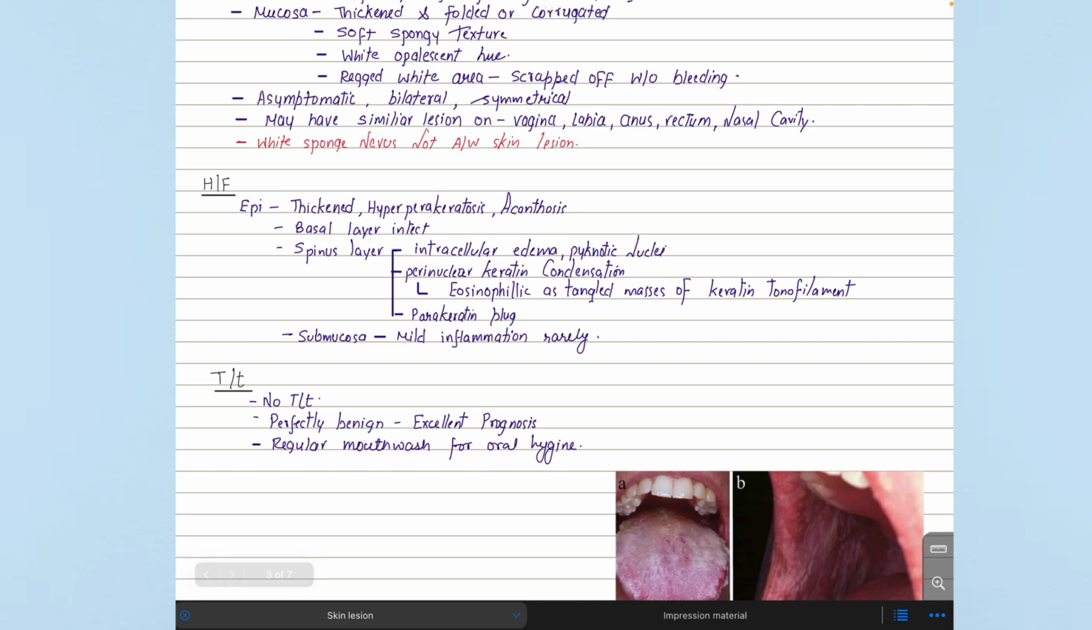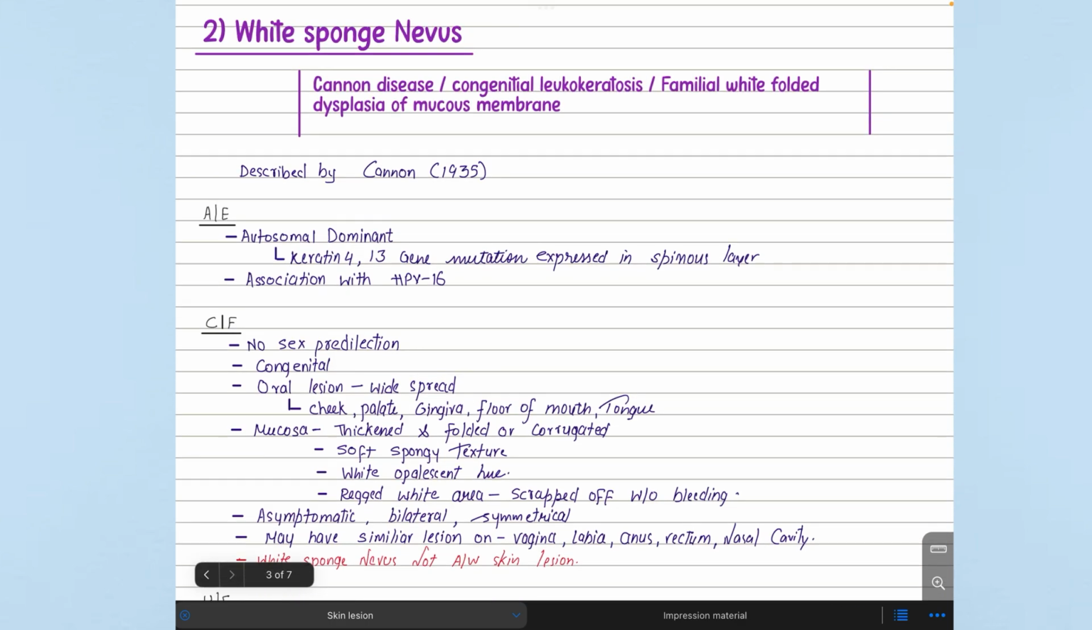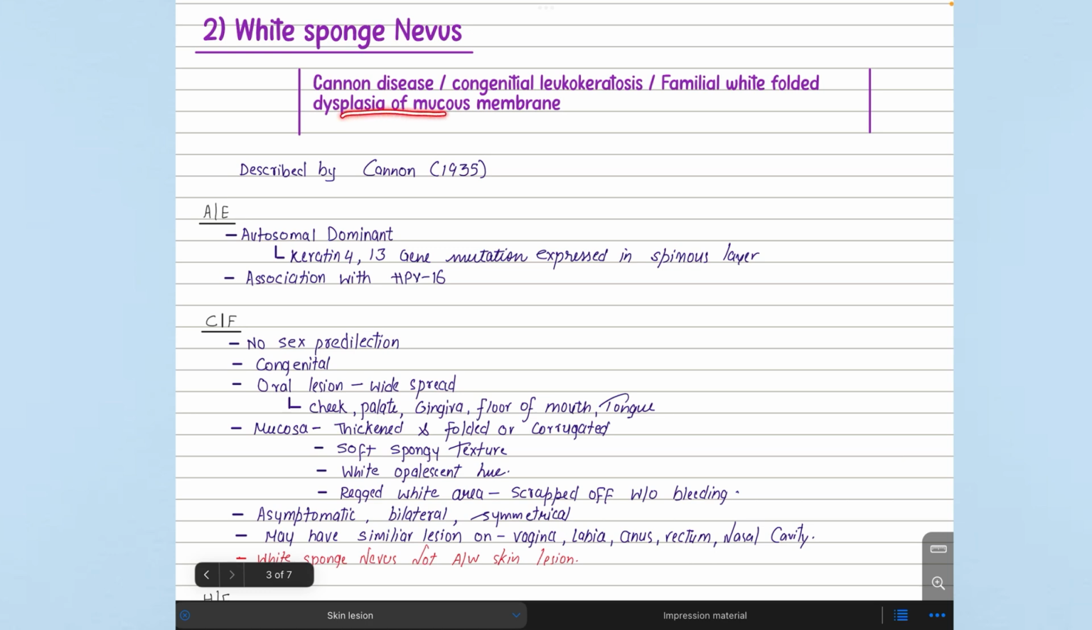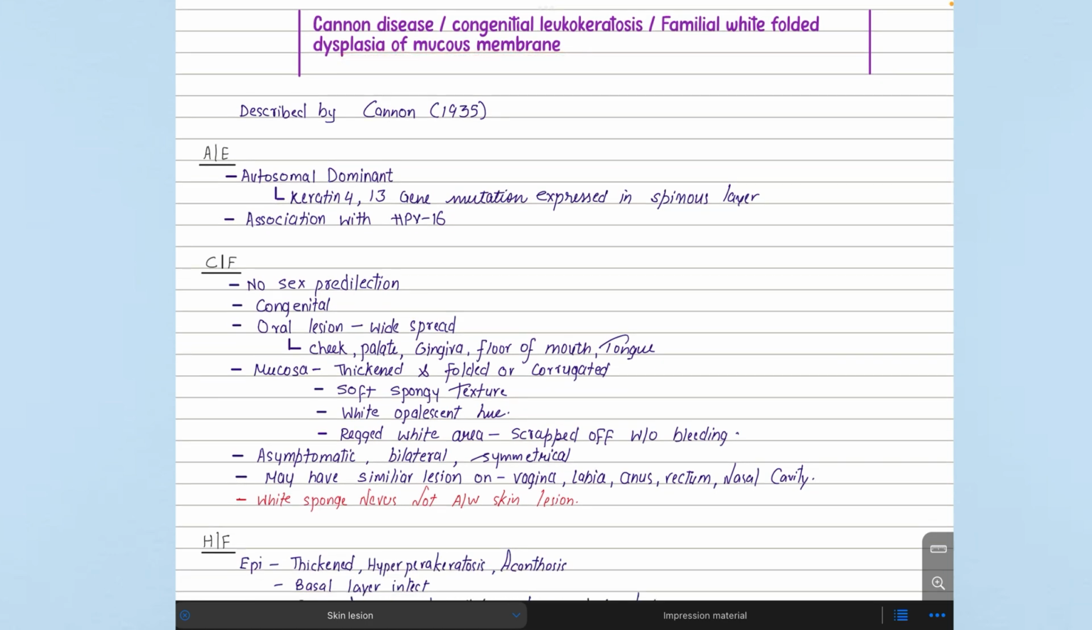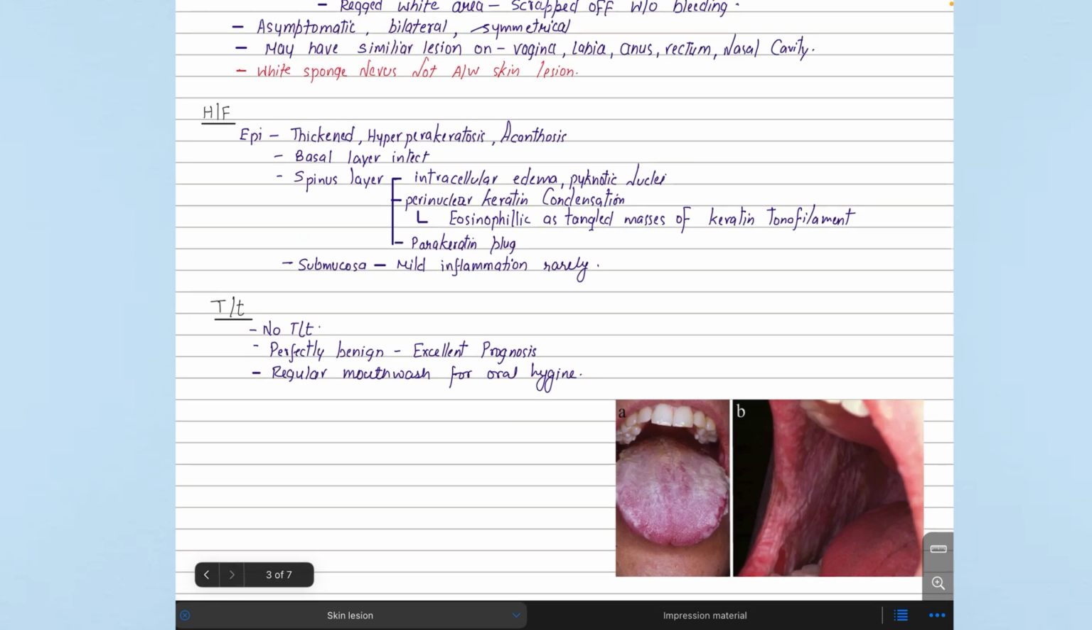Because it affects mucous membrane, a similar lesion can be found in the vagina, labia, anus, rectum, or even the nasal cavity, because there also we can find mucous membrane. White spongy nevus is not associated with skin lesions because it is a mucous membrane lesion. We see in the name, right? Dysplasia of mucous membrane. It's a lesion of mucous membrane. It is not a lesion of skin.